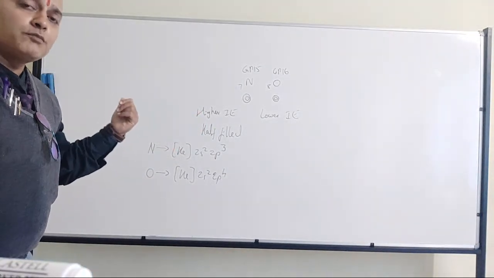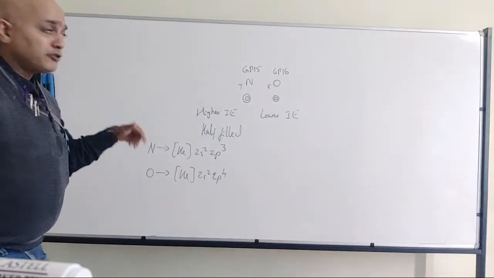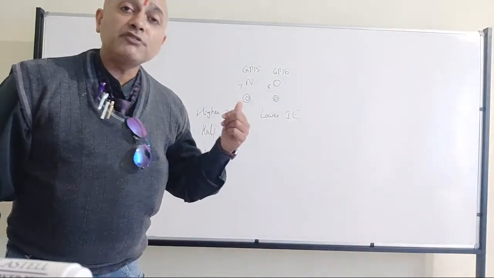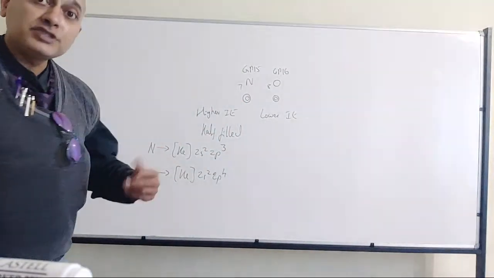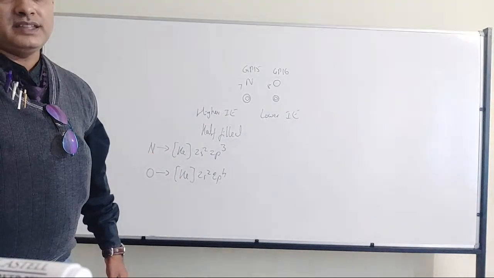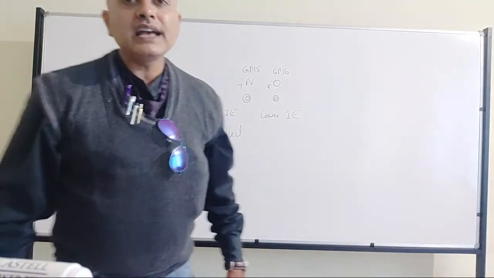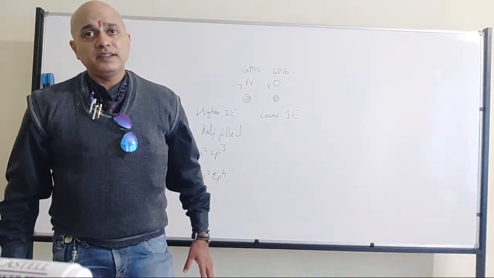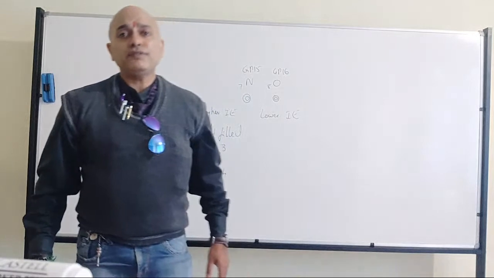So in the case of boron and beryllium, the reason is different. In the case of nitrogen and oxygen, the reasons are different. There it was due to the s subshell and p subshell. Here it is due to the stable electronic configuration in nitrogen. And the same reason is applicable for why noble gases have the highest ionization enthalpy. That is due to the stable electronic configuration.